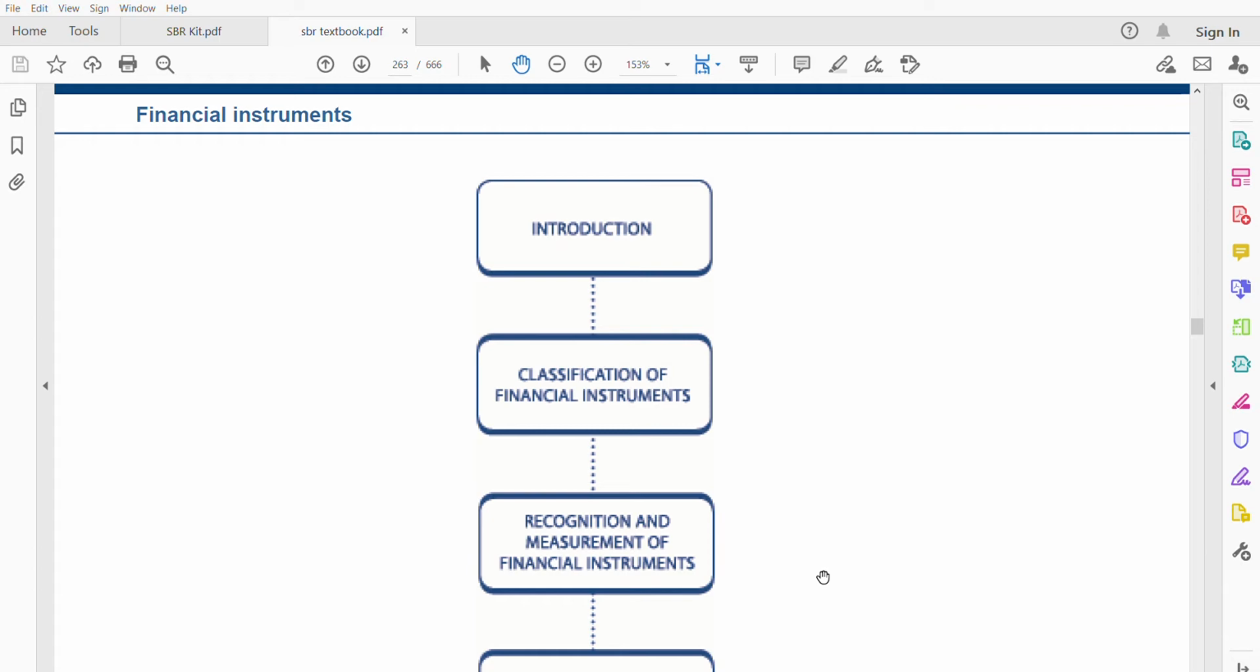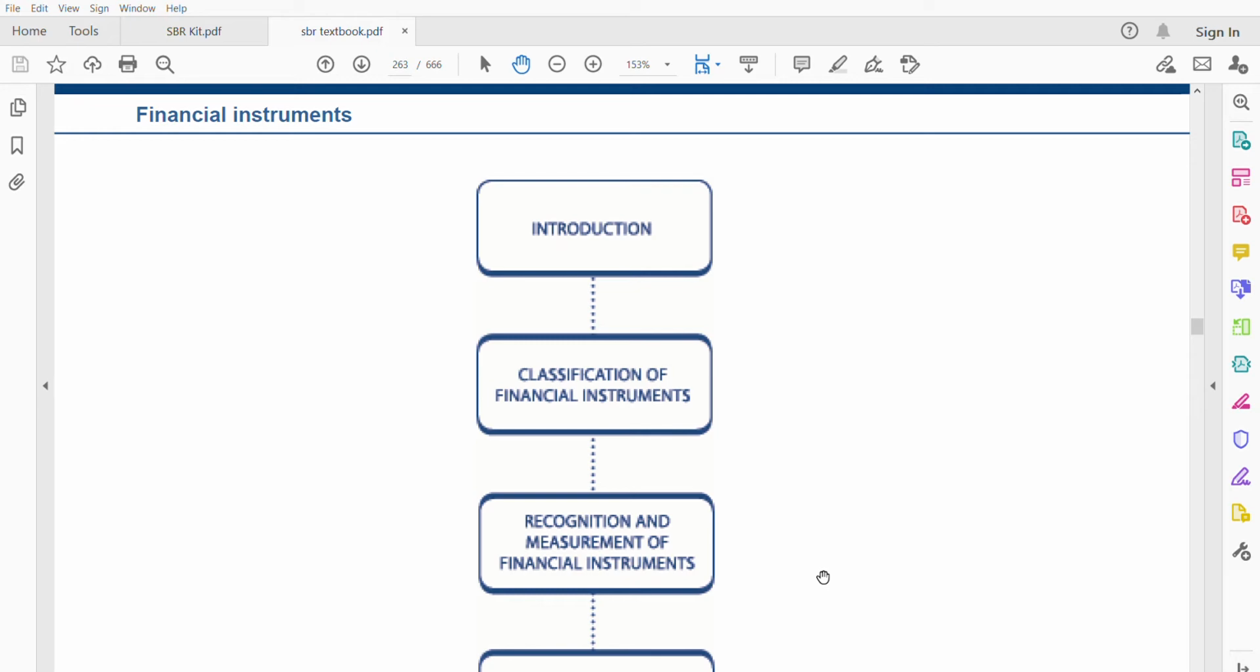Then we have financial assets. That will be a small video because the recognition of financial assets is a very small part, but financial liabilities and the others are bigger. So the financial asset video is the smallest, and the rest will be big enough. It might go more than 1 hour, 1 hour 30 minutes, like that.